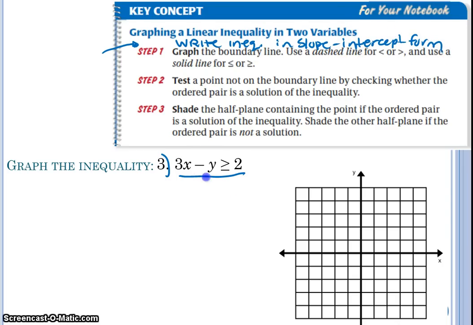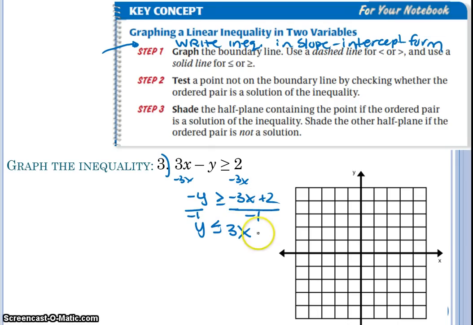So we're going to put this into slope-intercept form, which means we're going to solve for y. So I'm going to subtract 3x from both sides, and I have minus y is bigger than or equal to negative 3x plus 2. And since I have a -1, I need to divide everything by -1. And since I divided by negative, I changed the direction of the inequality. And I have -3x over -1, which becomes positive 3x. And 2 divided by -1 becomes minus 2. So now I've rewritten my inequality.